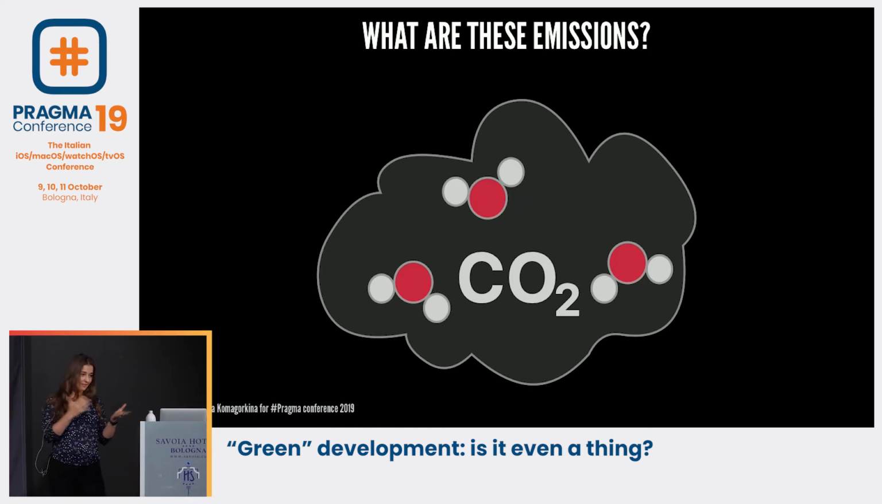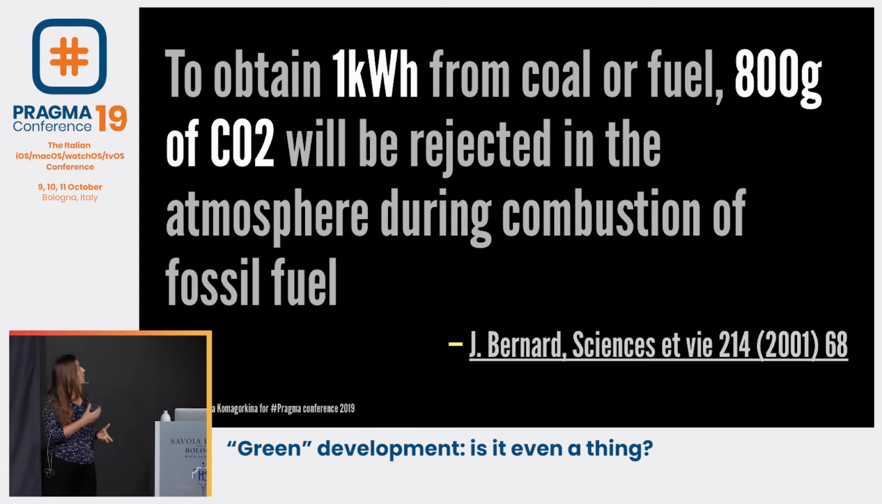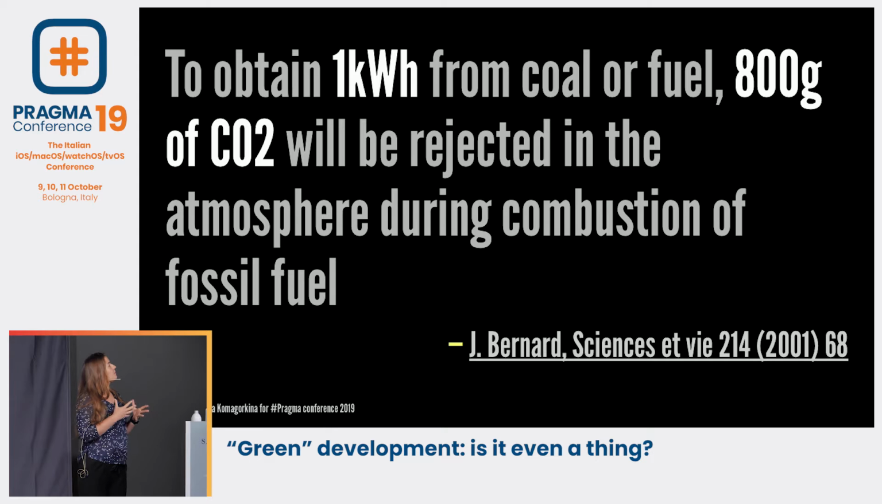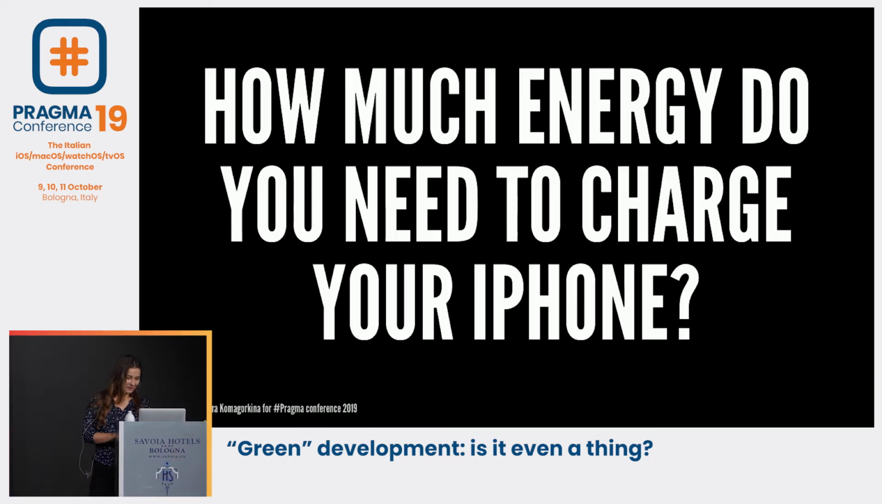So how does this connect to iOS development? Basically, what we can do is save some energy. During the combustion of fossil fuels, like oil or fuel, to produce 1 kilowatt hour of energy, 800 grams of CO2 will be released to the atmosphere. It's not that much, but in general, it's just good to know this number. Just remember it for now. Let's look at other numbers so we'll understand what the problem is and what we can do about it.